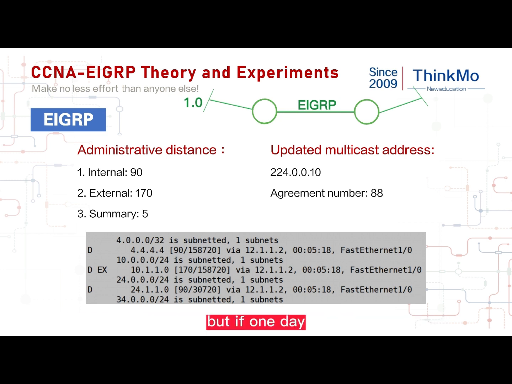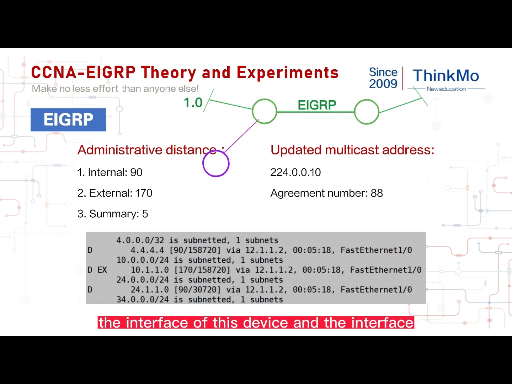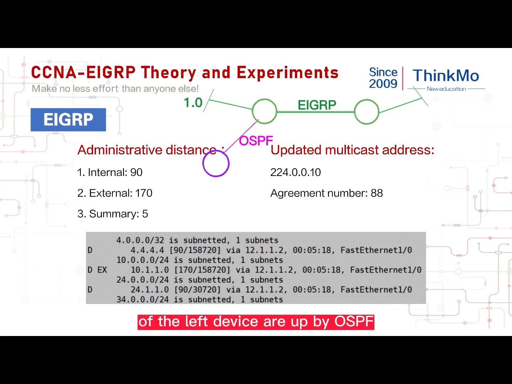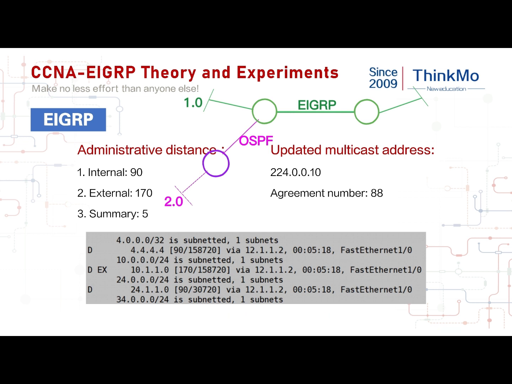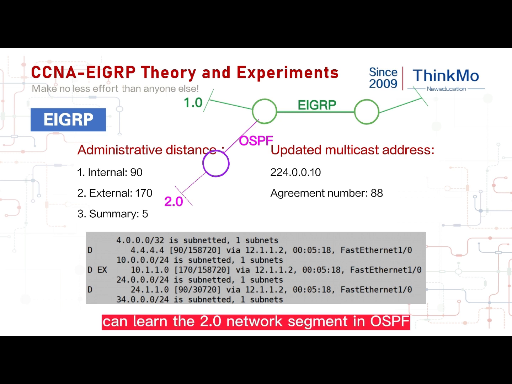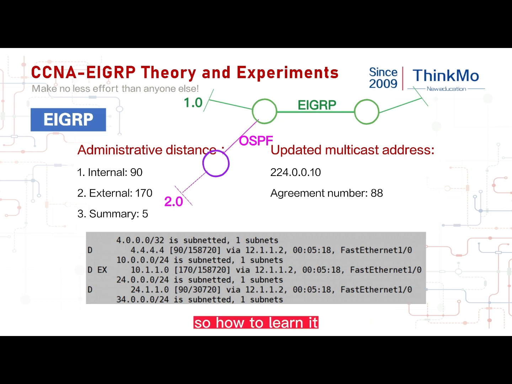But if one day there is a device here, and the interface of this device and the interface of the left device are up, both running OSPF. Assuming this has a network segment of 2.0. Although here is OSPF and here is EIGRP, I hope the device on the right can learn the 2.0 network segment from OSPF. So how to learn it?